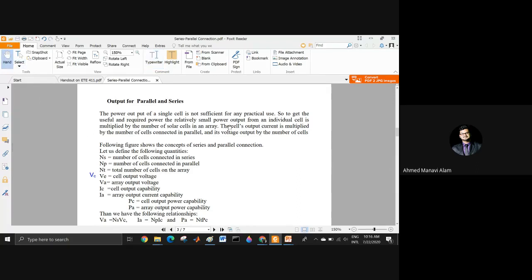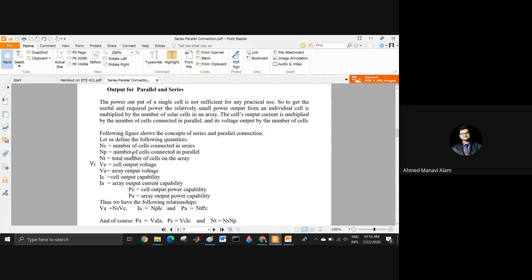Here it says that the cell's output current is multiplied by the number of cells connected in parallel, and the voltage output by the number of cells connected in series. So when it comes to voltage, it is the number of cells connected in series, and when it comes to current, it will be the number of cells connected in parallel.